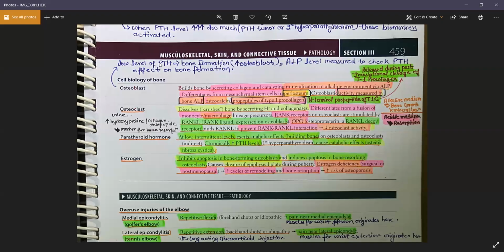So at low levels, the PTH actually helps in forming the bone, and you will measure the alkaline phosphatase level in order to measure the activity of this PTH. Okay. Remember this fact also, step 1 can ask you this. At low levels, PTH will form the bone and I will measure the alkaline phosphatase level to get an idea of how much bone is being formed.